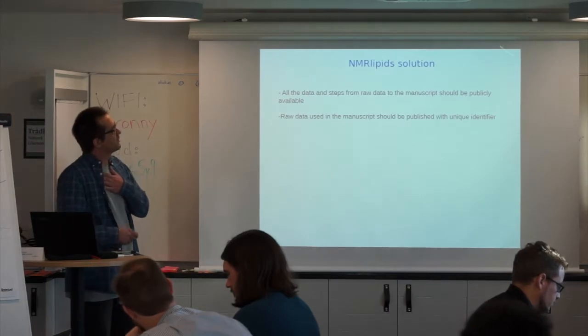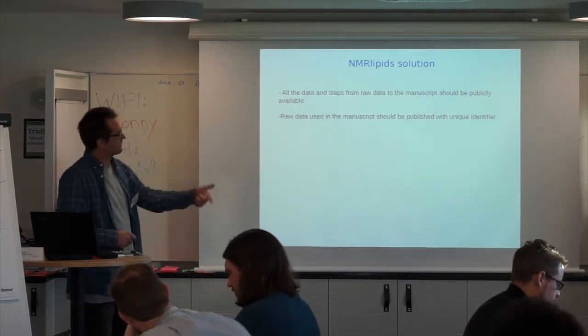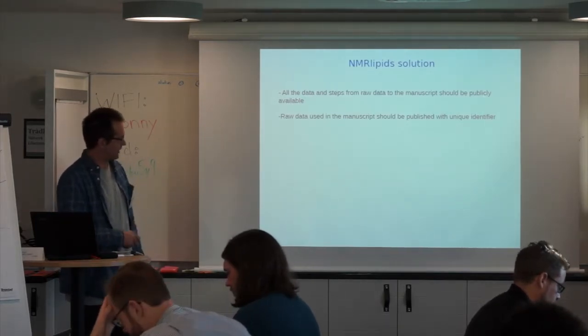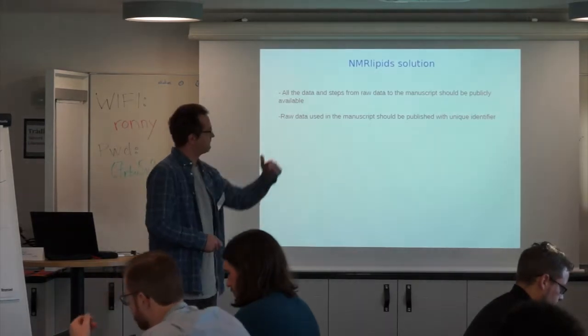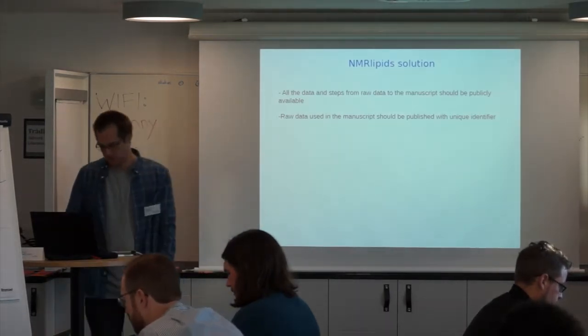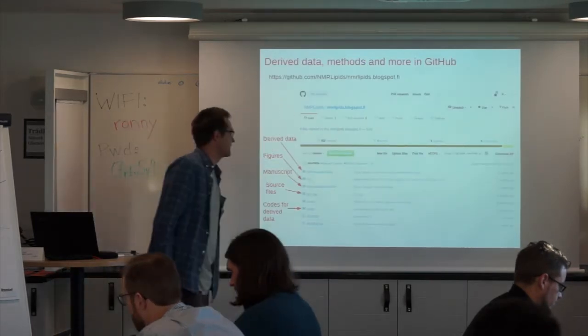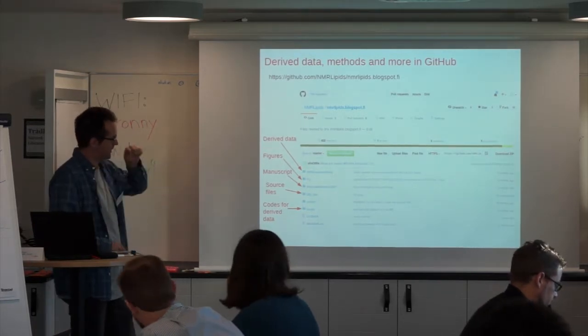So I think the NMR Lipids solution is that we should have all the data, all the raw data, all the steps from raw data to the actual manuscript publicly available. Which means that you could perfectly track the path from the raw data to the actual manuscript, how this can be done. So NMR Lipids' solution is to put all the things in GitHub.